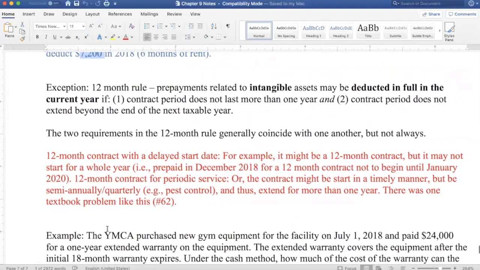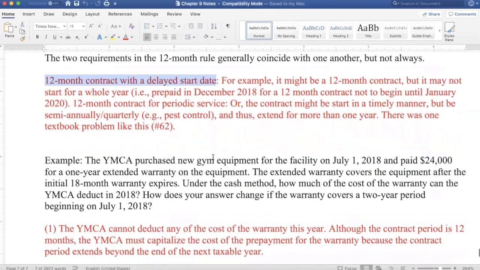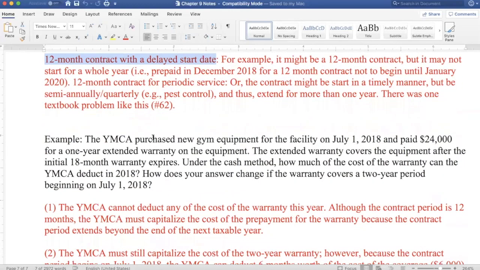Here are a couple of other examples that you might see. These two requirements that we've seen generally coincide with each other, but not always. Here we have a 12-month contract with a delayed start. We have a 12-month contract, but in this case, it's not going to start until a few months down the line, and it's going to be a little bit tricky.